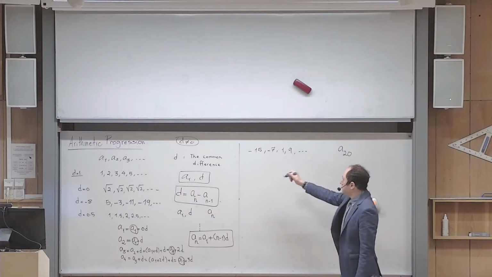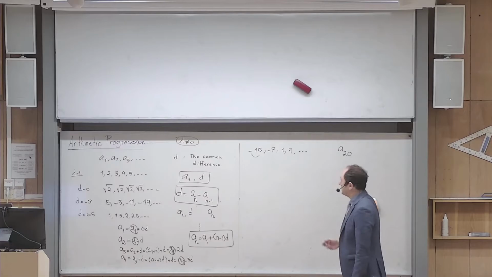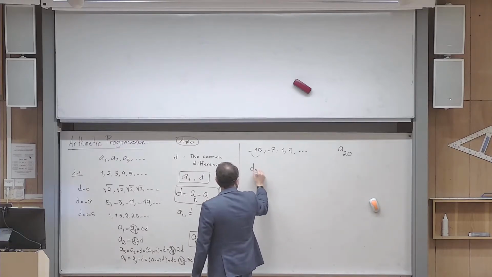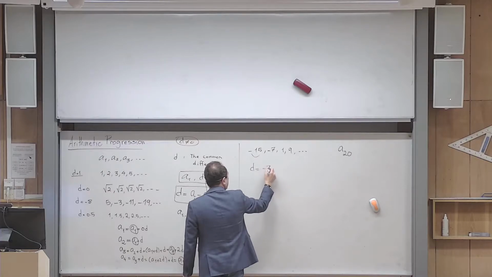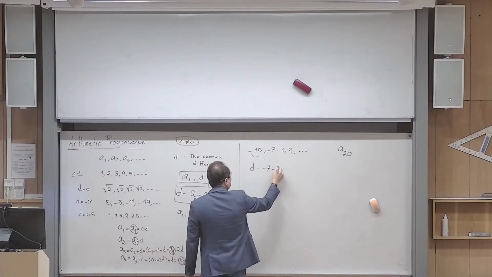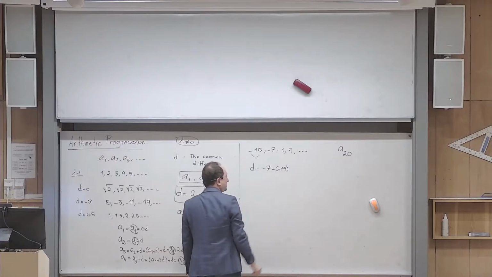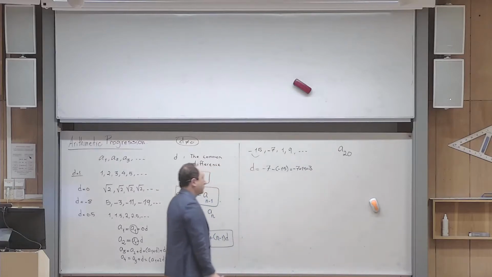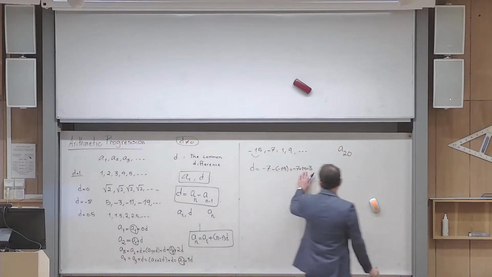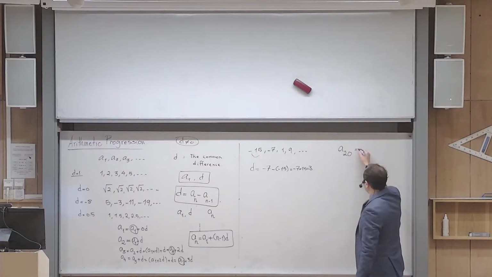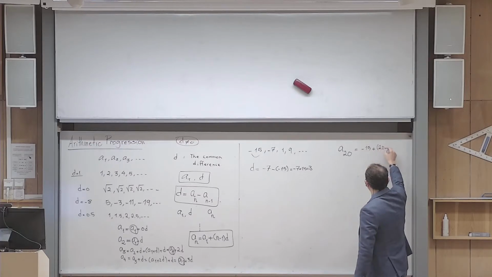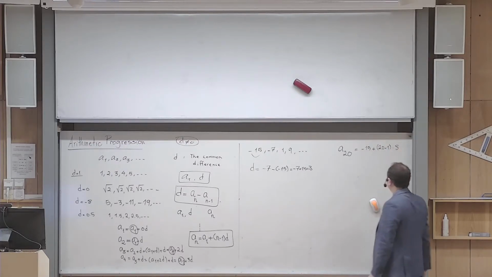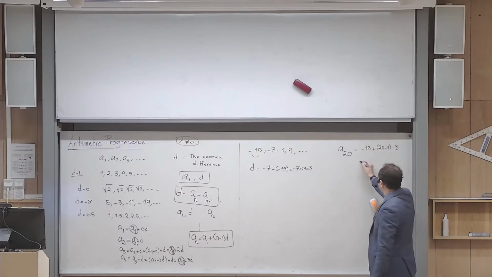What is A1 in this problem? You can immediately see it. What is D in this problem? D is any number that you choose, for example, minus 7, minus its previous number. It doesn't matter where you start. So this becomes minus 7 plus 15, which is plus 8. So I can put this into the formula. A20 is A1, which I can read directly, plus 20 minus 1 times D, which is 8. And then I calculate this. So it is minus 15 plus 19 times 8.